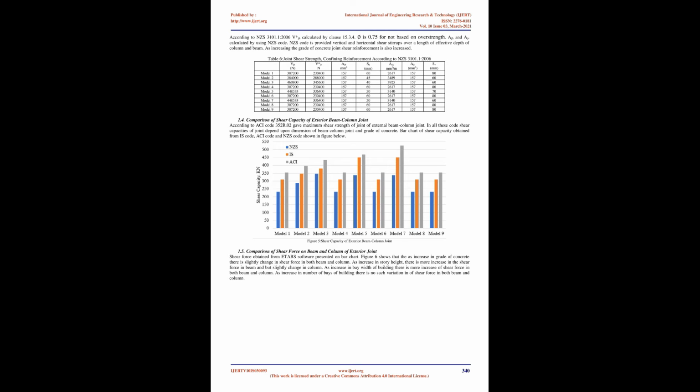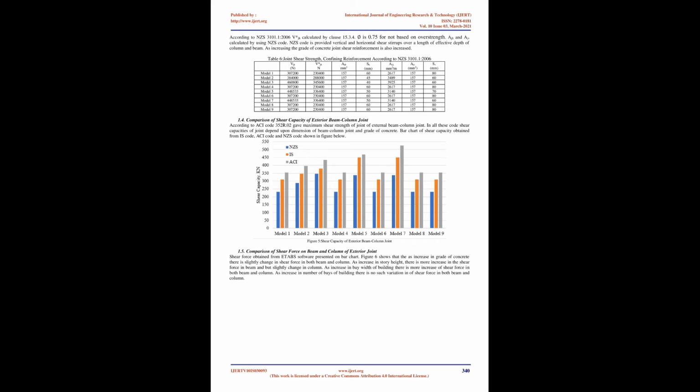Results and discussions. The 9 RC building models are analyzed. This study finds the exterior beam column joint with maximum shear force on beam and column of all 9 models, longitudinal and shear reinforcement of beam and column exterior joint, joint shear strength, and joint shear reinforcement of exterior joint and their spacing according to IS 13920:2016, ACI 352R-02 and NZS 3101.1:2006 code provisions. The results of each parameter are discussed below. Shear force on beam column of exterior joint.